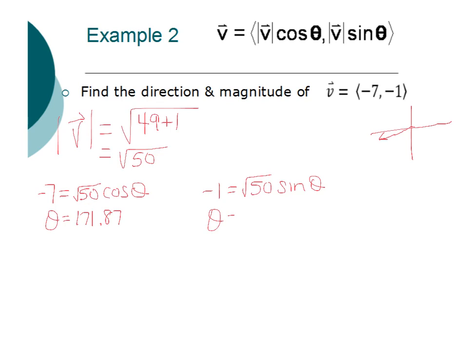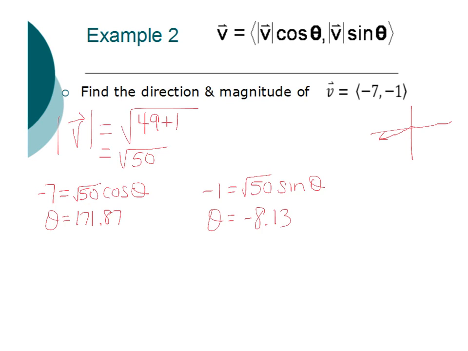I got theta to equal -8.13. Well, think about where a -8 degree angle is. That's somewhere right here. That's not the right one either. Neither one of these is the correct answer. But because of all the symmetry that is involved, we can figure out what the angle is.